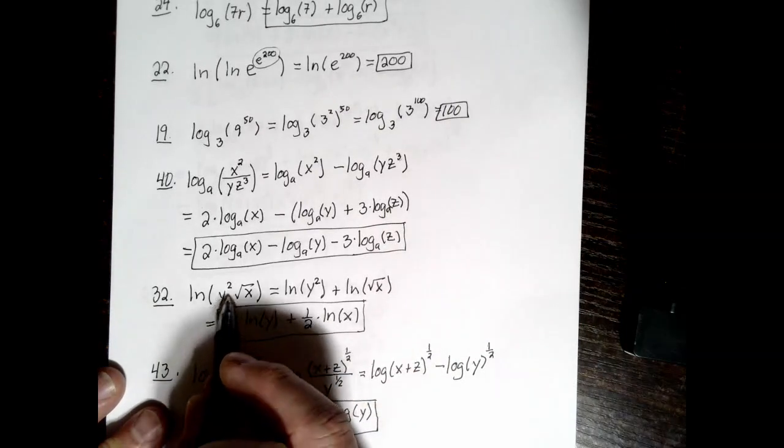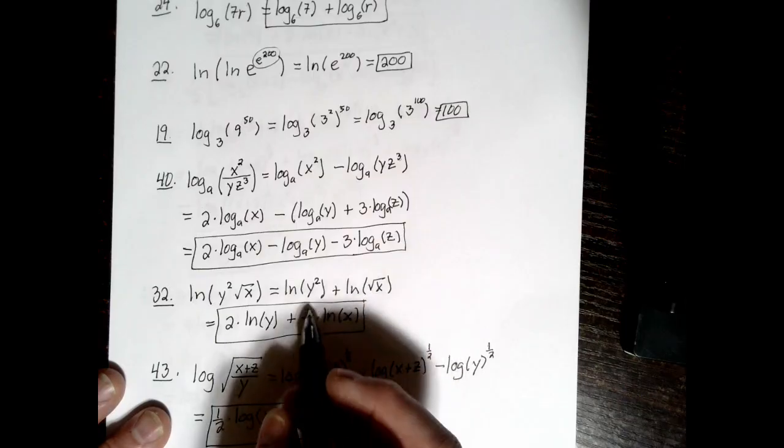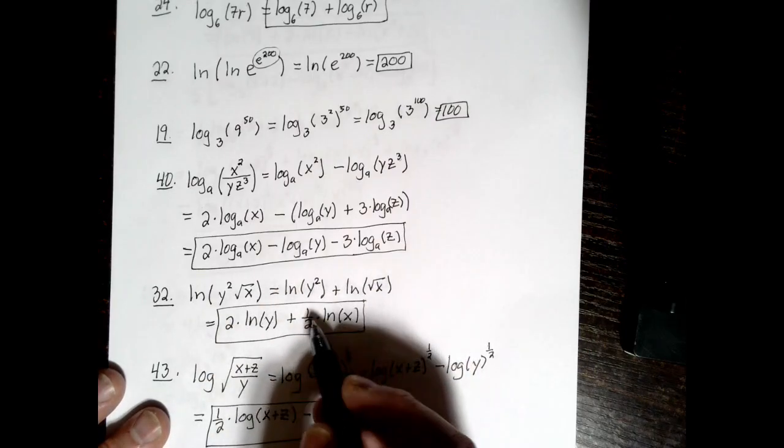Alright, ln of y squared square root of x is ln of y squared plus ln of square root of x. You can bring the 2 out front, and you can write that with a 1/2 power, and you can bring that out front.